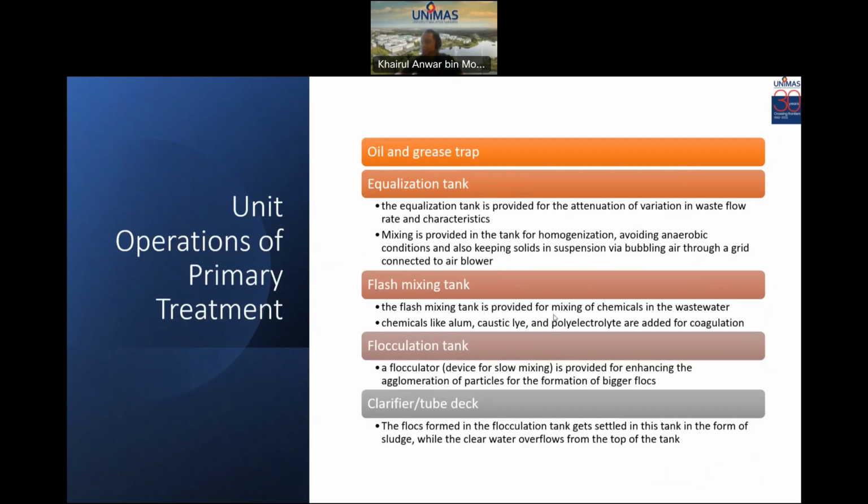The flash mixing tank is needed for mixing of chemicals in the wastewater. Chemicals like alum, caustic lye, and polyelectrolyte are added for coagulation. The flocculator device in the flocculation tank is needed for enhancing the coagulation of particles for the formation of bigger flocs. In the clarifier tank, the flocs from the flocculation tank get settled in the form of sludge, while the clear water overflows from the top of the tank.